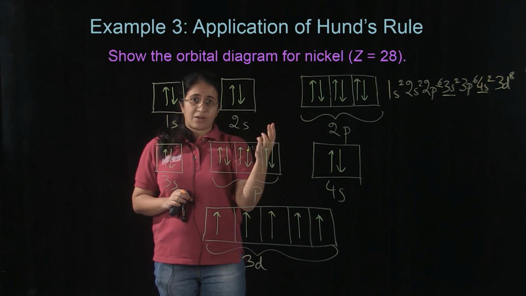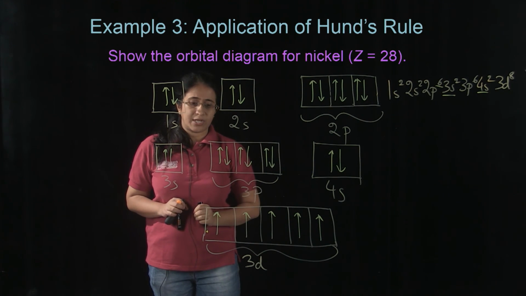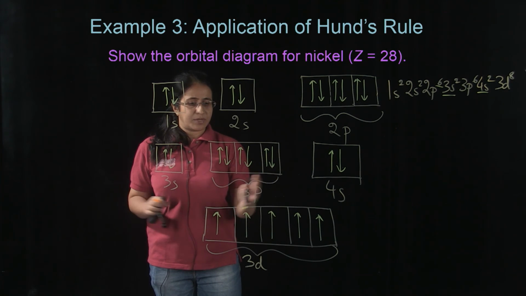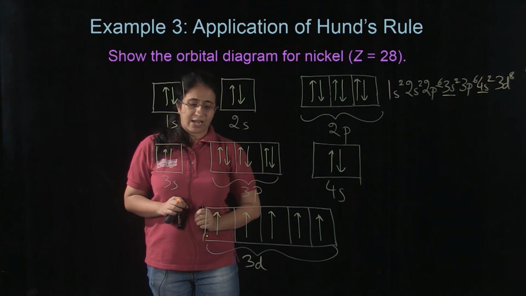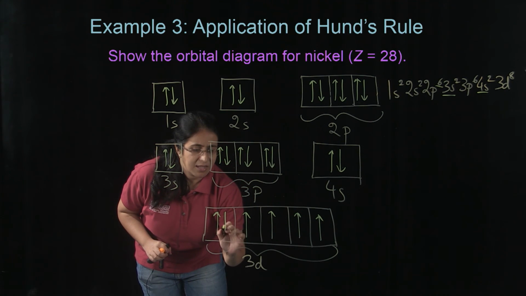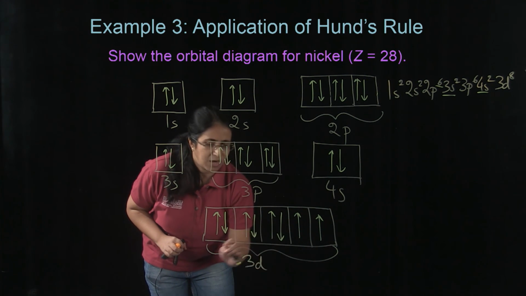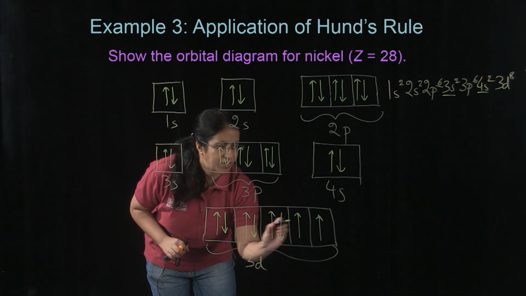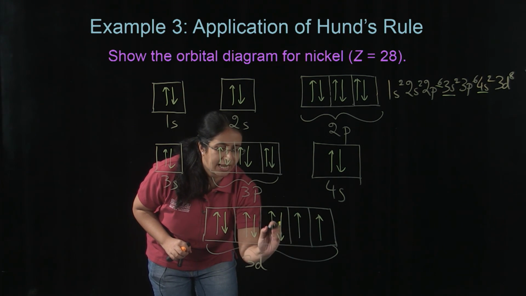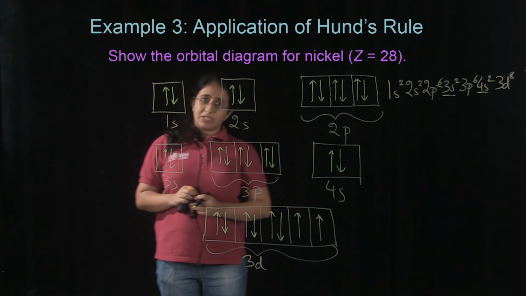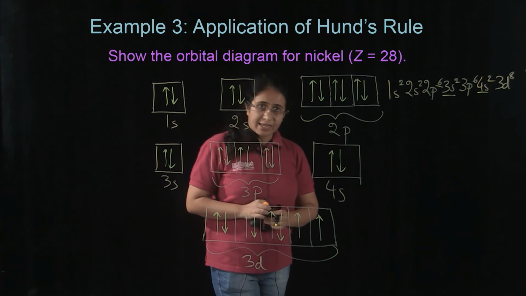So, there are 3 more electrons that need to occupy the 3d orbital, and they have no choice but to share the room with other electrons, and they need to have opposite spins. So, now we have 1, 2, 3, 4, 5, 6, 7, 8. So, this is the orbital diagram for nickel.